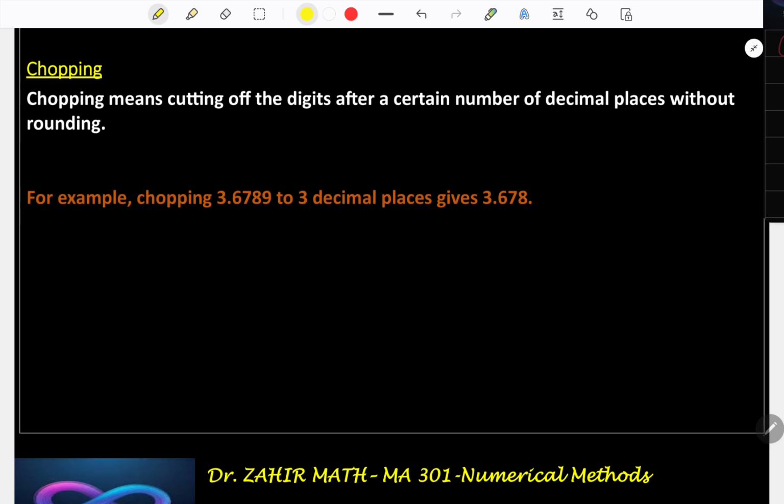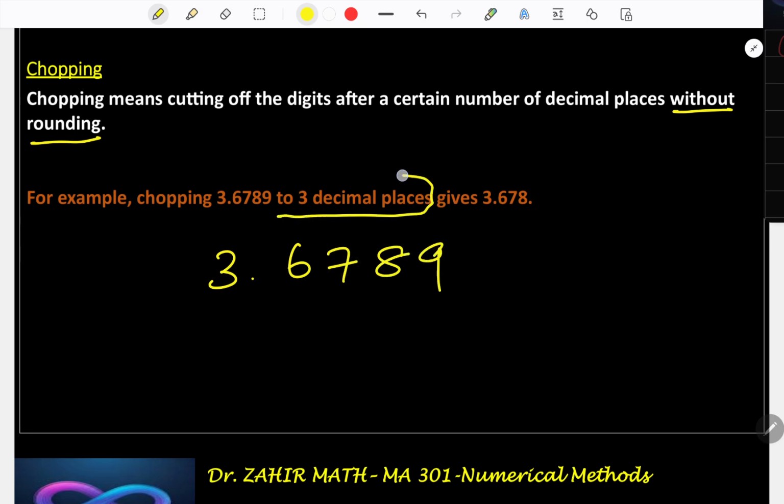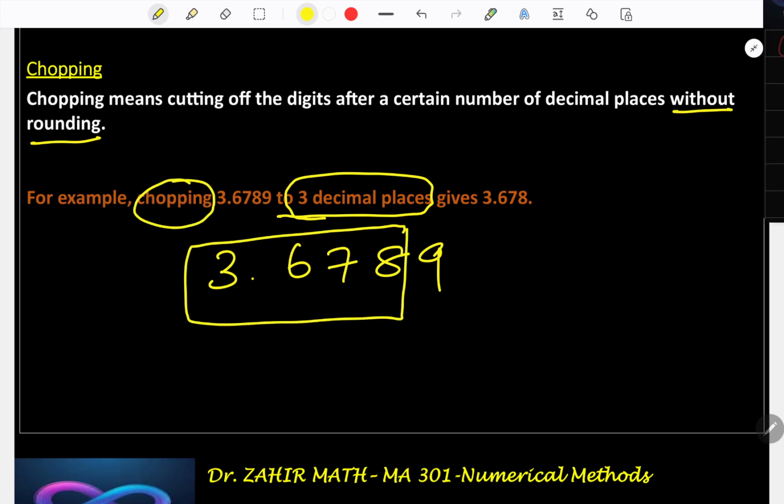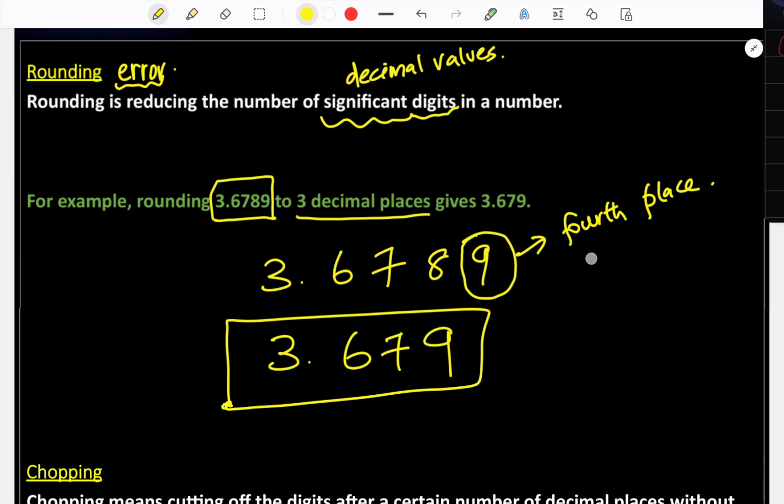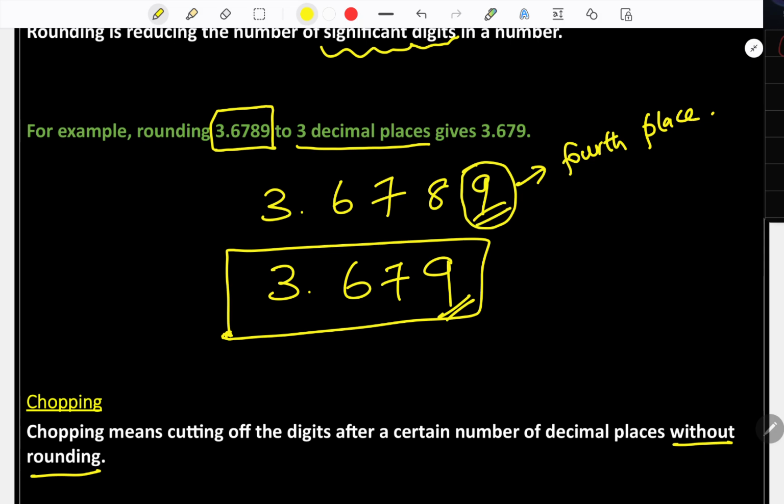Chopping. Chopping means cutting off the digits after a certain number of decimal places without rounding. Suppose there is a number 3.6789. The question is chopping to 3 decimal places. Chopping to 3 decimal places means you cut it at the third one, which is 3.678. This is called chopping. Chopping means you no need to see the fourth one.